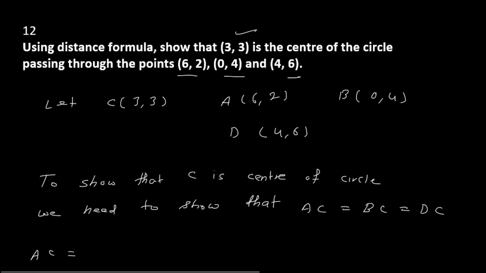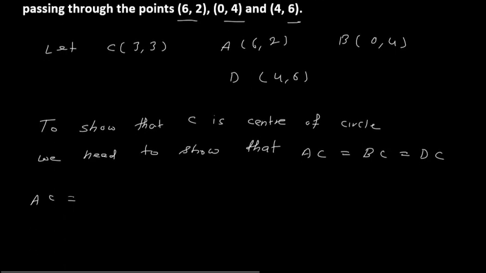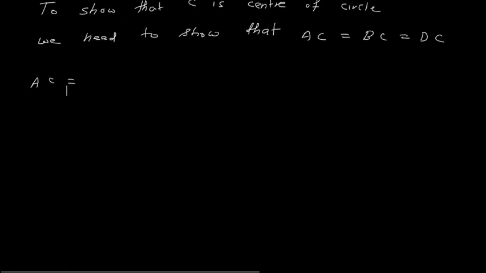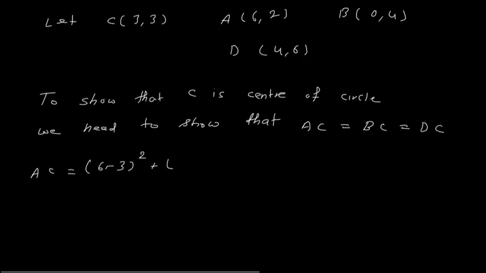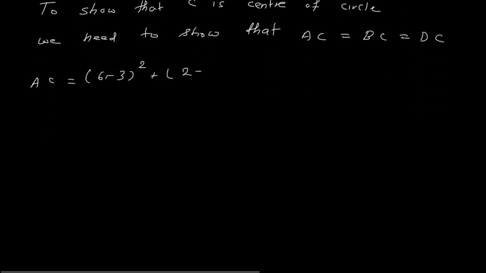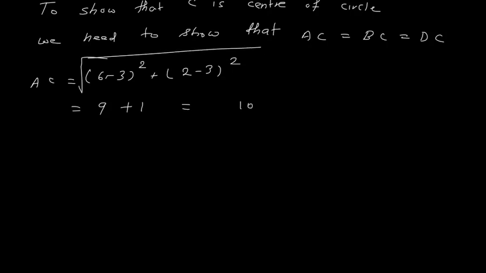So the value of AC, A is here, C is here. It is the square root of 6 minus 3 the whole square plus 2 minus 3 the whole square. 6 minus 3 is 3, 3 square is 9, plus 2 minus 3 is minus 1, square is 1. So this will become 10. Actually the square root of 10, right? So AC is root 10.